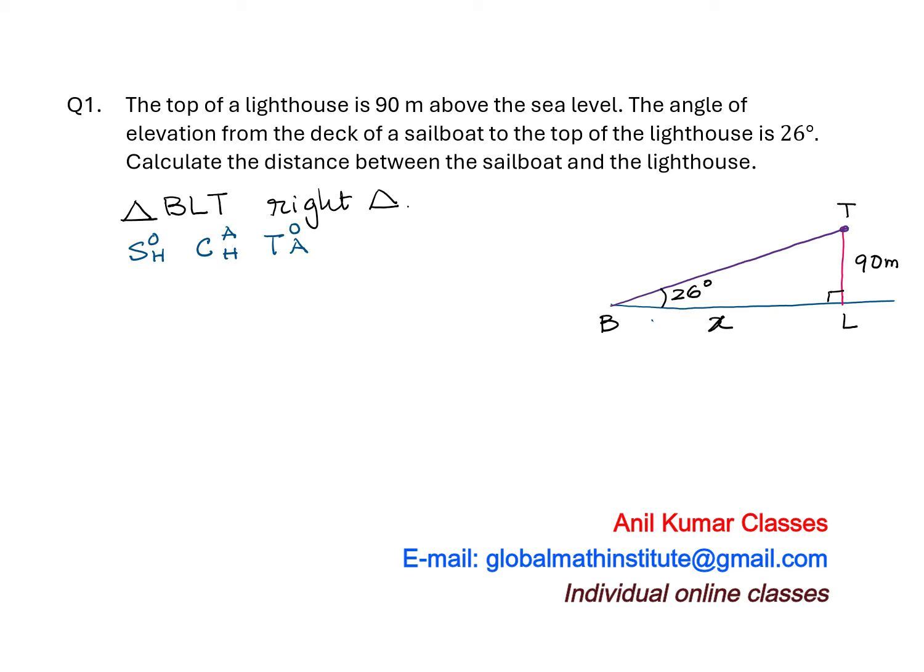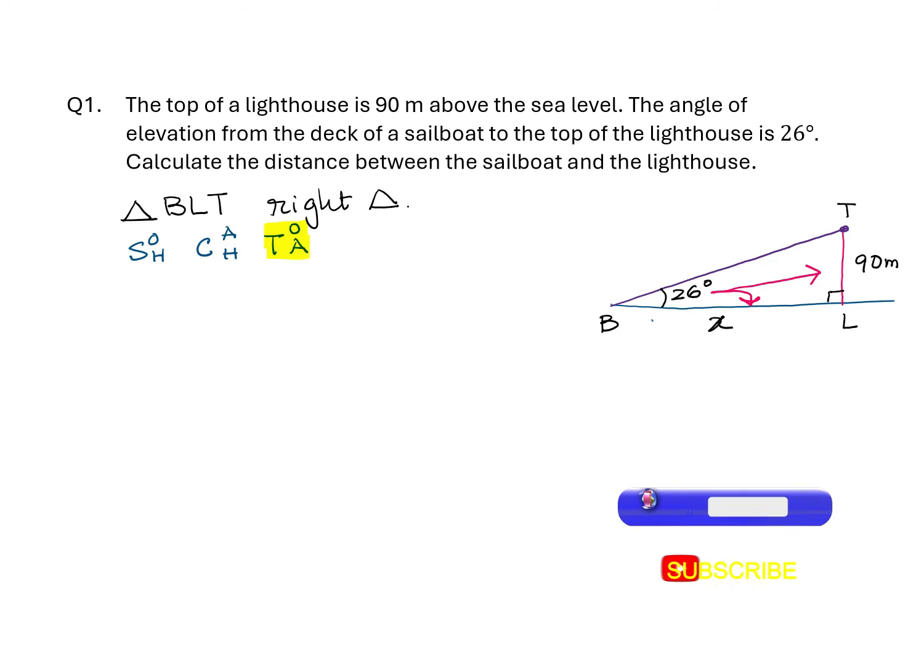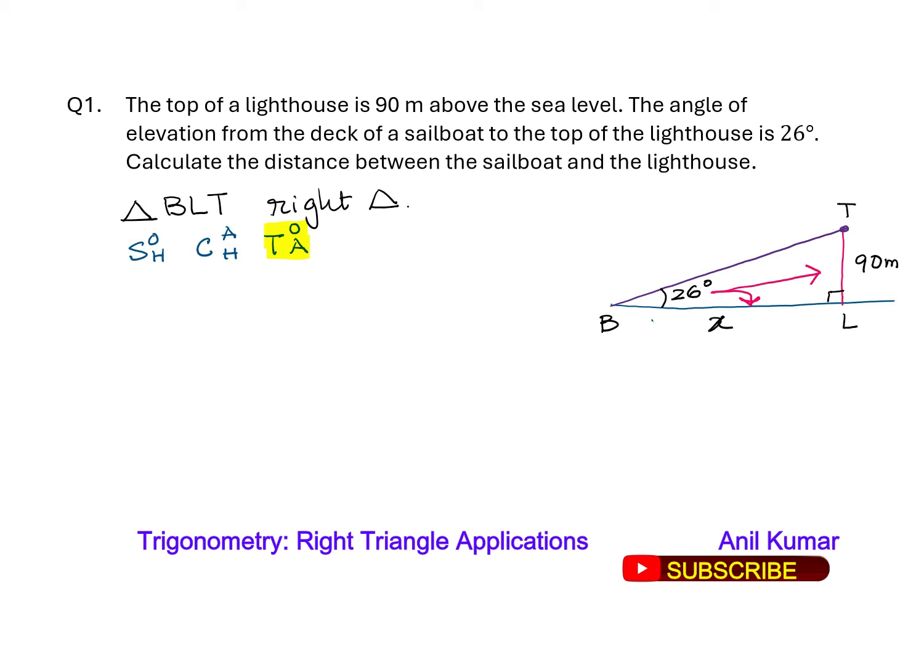If you look from the angle 26, we are looking at the side which is opposite to 26 and the other side which is adjacent. So that means opposite and adjacent means we are looking at the trigonometric ratio tan. So I hope this first concept should be very clear. Which ratio to use to solve the problem? Since opposite and adjacent sides are involved with the angle, the tangent ratio is the right thing.